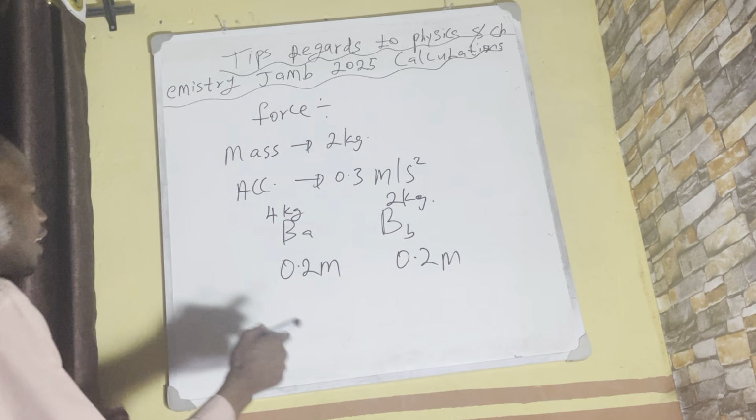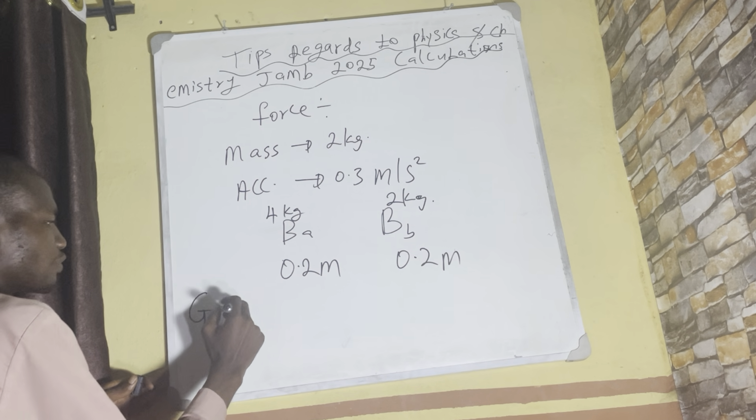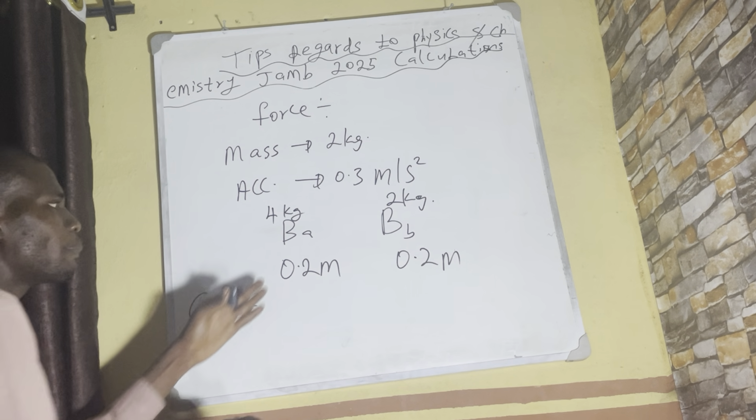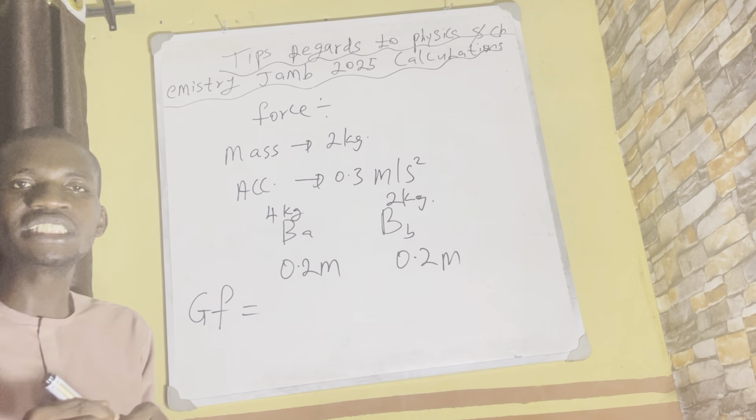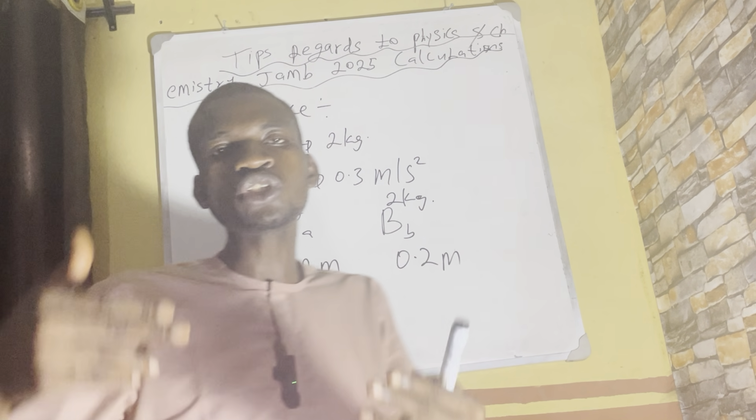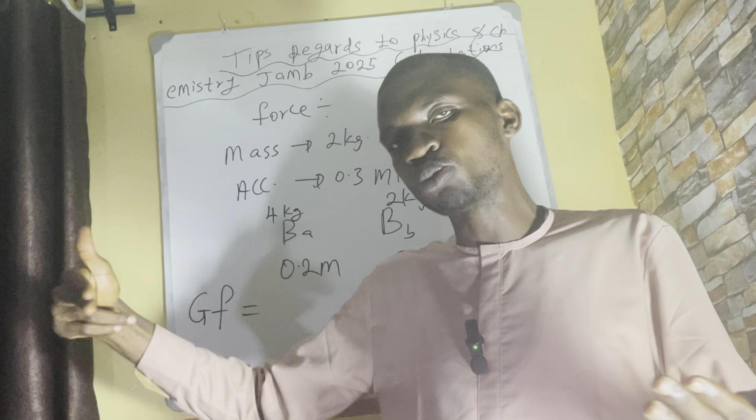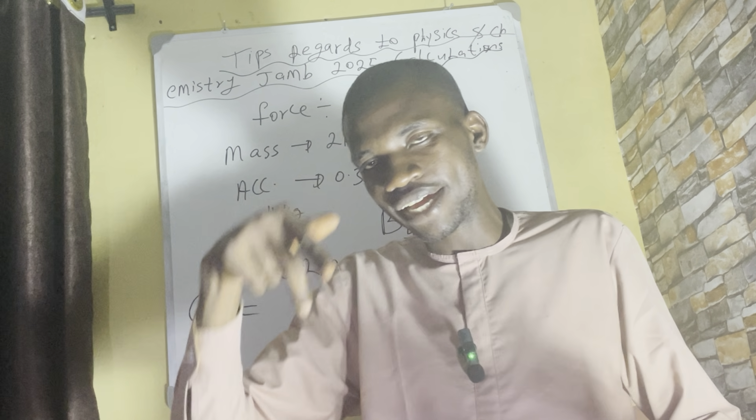That's when Jamb will ask you what is the gravitational force. They are asking you force because these 2 are 2. I thought that force means multiply everything. But once you see a distance, you multiply other variables and divide by distance.